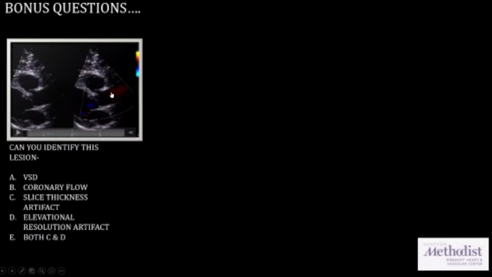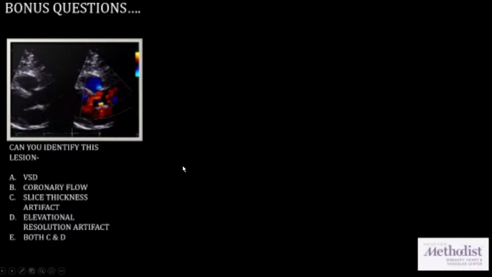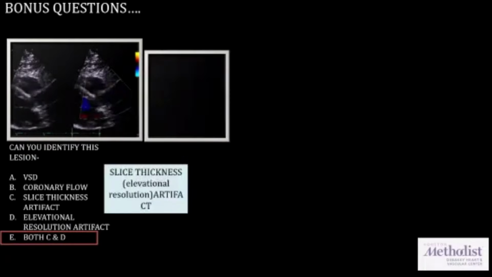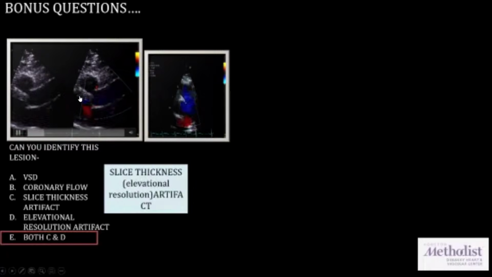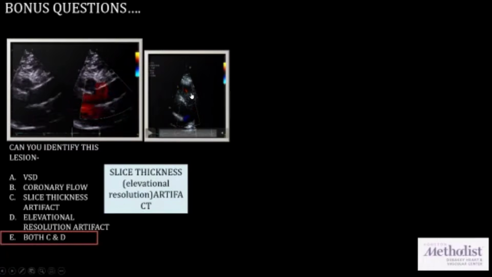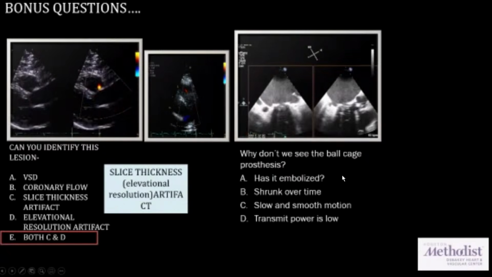All right. So the last couple of bonus questions, I should say. Well, what do you think is this one? This one is actually called slice thickness or elevational artifact, almost mimicking a VSD, right? And if you see, it's actually the PR from a different elevation, which you're seeing on the parasternal long axis image. Very important artifact, actually. We've seen this quite often in our lab. What do you think, fellows?